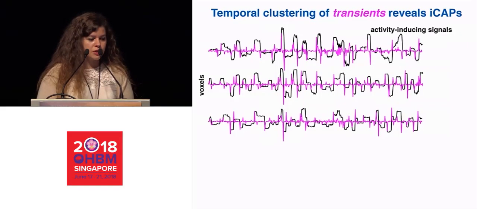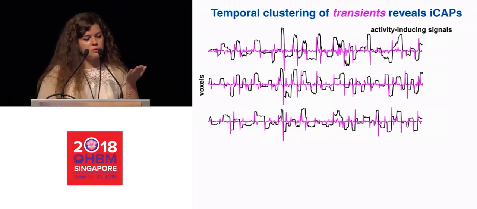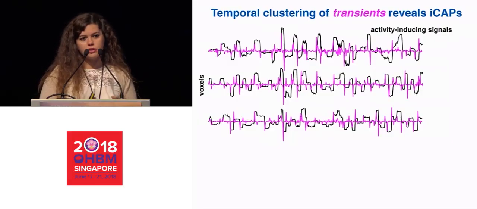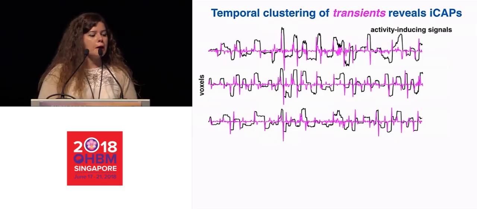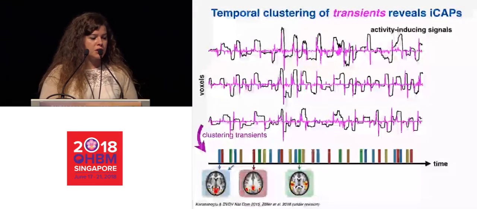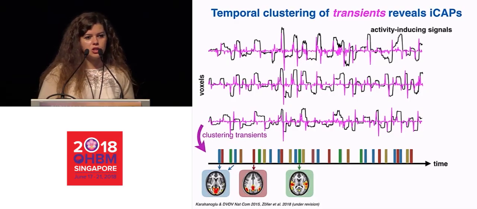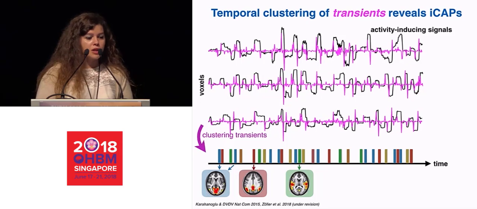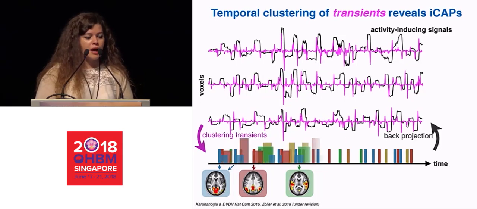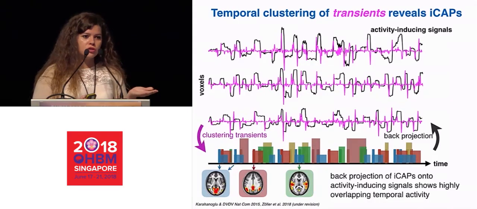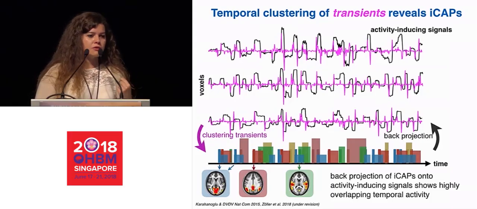We went further, and extracted the activity-inducing signals of all voxels in the brain. These are representative voxels, three voxels. We temporally clustered the transients, so every transient is assigned to a cluster, and each cluster is actually a spatial map. Then we used those cluster maps and back-projected them onto the activity-inducing signal, because that is the real fMRI signal. What we have then, for every network, is both spatially and temporally overlapping activity.